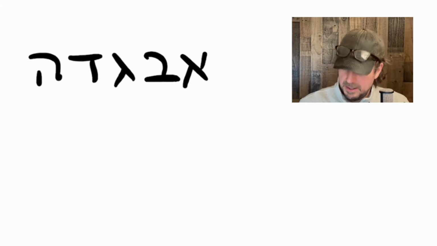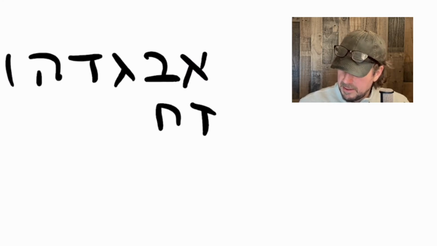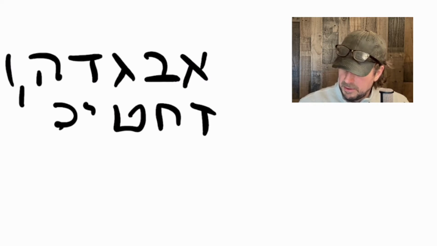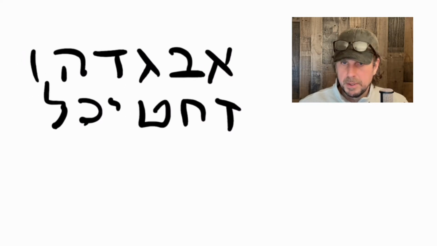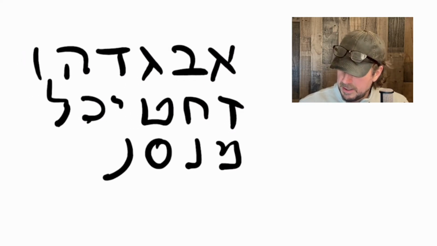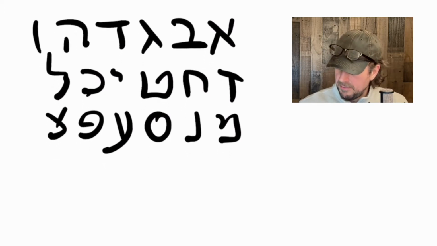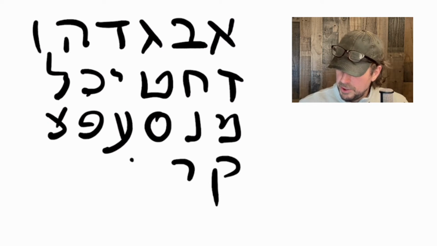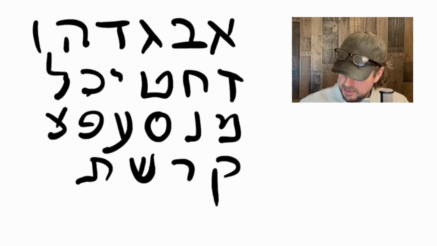There's our aleph, here's our bet, here's our gimel, dalet, hey, vav, zayin, chet, tet, yod, kaf, lamed. I'm getting way over there, aren't I? Mem, nun, samek, ayin, pei, tzadi. Now we have kuf, resh, sheen or seen, and tav. There you go. Now it's kind of sloppy there.